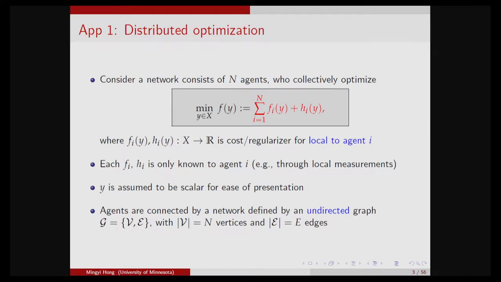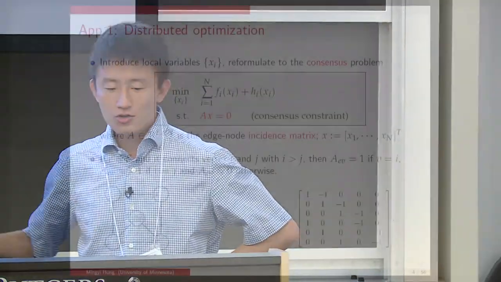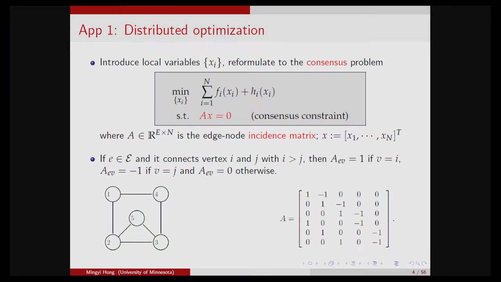In order to formulate this problem into the very first problem that we saw, we can do the following. We can introduce several local variables, x_i's, and assign each user a local variable. Now the objective function becomes completely decoupled. Each one has its own variable, x_i. However, we'll need to enforce that everyone agrees with each other. So the constraint here is Ax equals 0. Here A is a so-called edge-node incidence matrix. Its dimension is E times n, where E is the number of edges and n is the number of nodes. So Ax equals 0 enforces that everyone is the same if the network is connected.